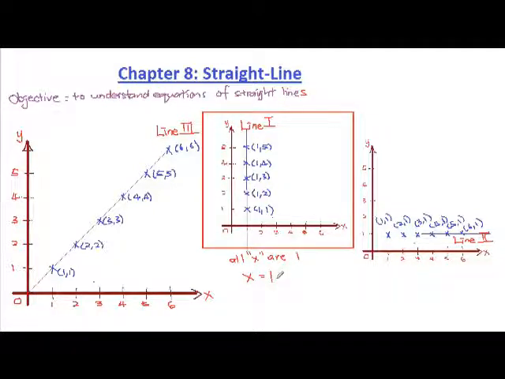x equals 1. If we have a point, for instance, A, where the coordinate is (2, -1), we can see that the x value here is not 1. So it doesn't satisfy x equals 1. In other words, it is not on line 1.